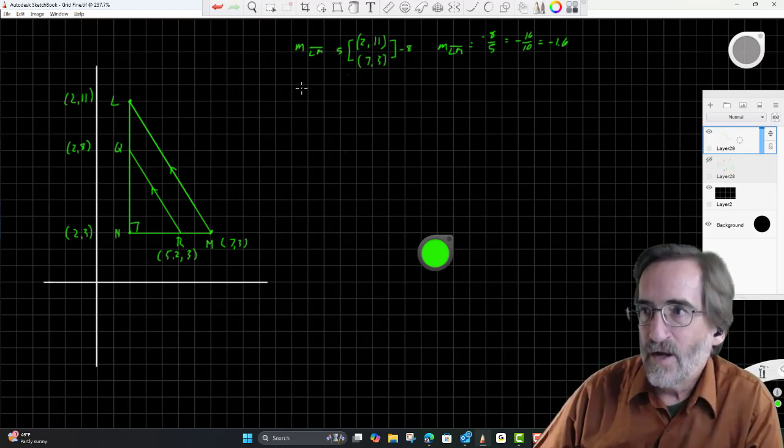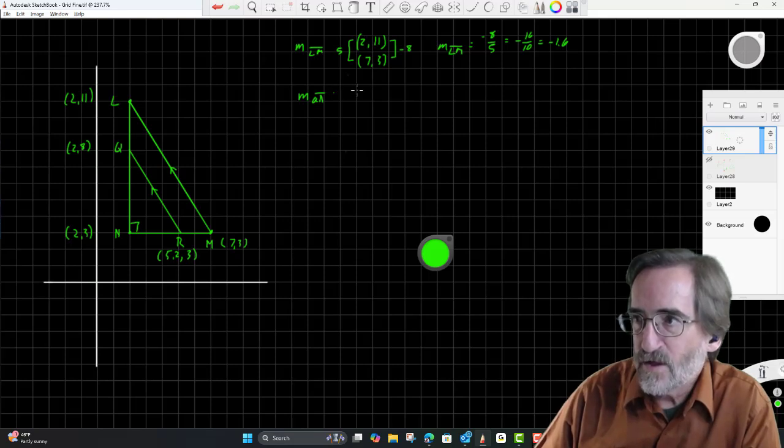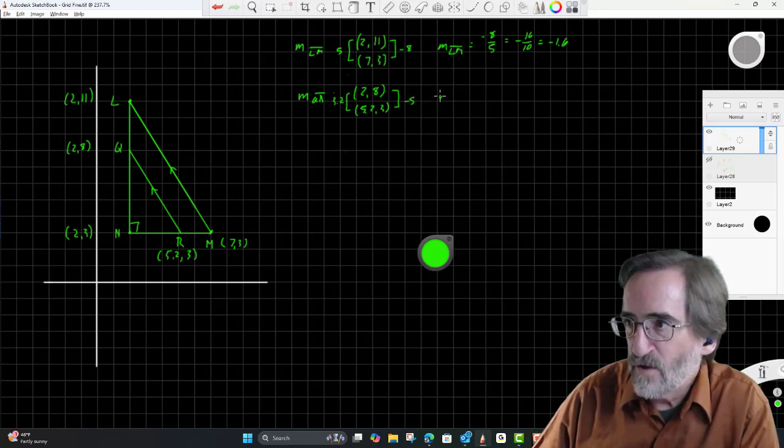Okay. And the slope of QR. Let's see. Q is 2, 8. R is 5.2, 3. From 2 to 5.2 is 3.2. And from 8 to 3 is down 5. So the slope of QR is negative 5 over 3.2.